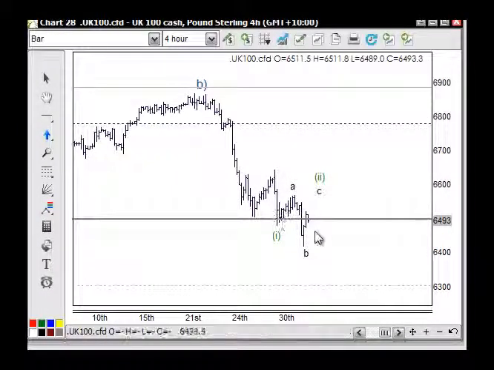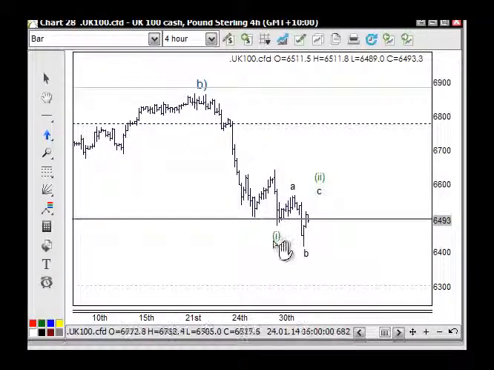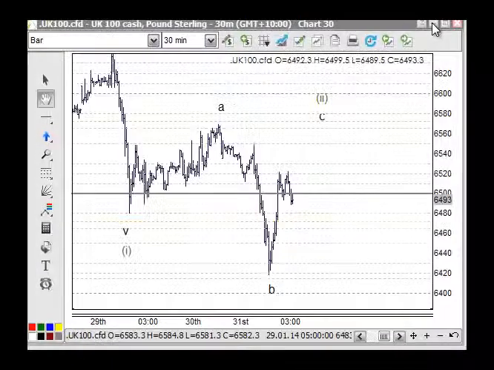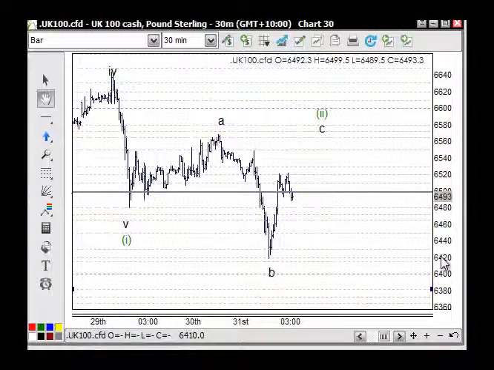The FTSE as well is also got the same pattern, this 3-wave structure here, but I've labelled this a little bit differently in terms of down for 1 here, an A and a B and a C here, because if we get support on the medium level here, the 6,500, and I'll just go into that intraday here, I'll go in there a bit further.